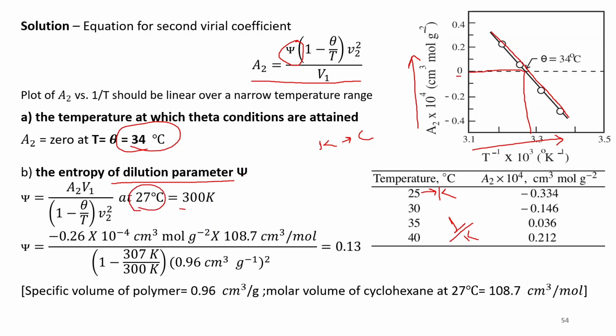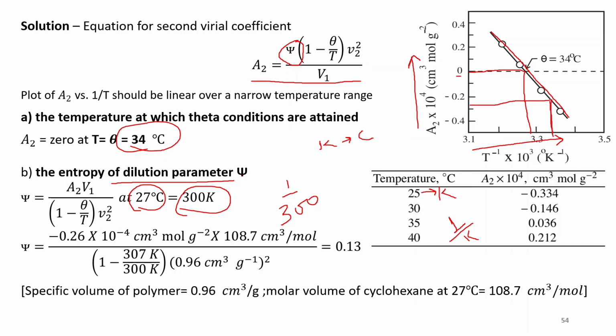We can convert it into Kelvin, 300 Kelvin, and we take 1 upon 300, right? We know we can take 1 upon 300, and from here we can calculate its value as 0.26, which is somewhere near here, right? So from this we know the temperature.